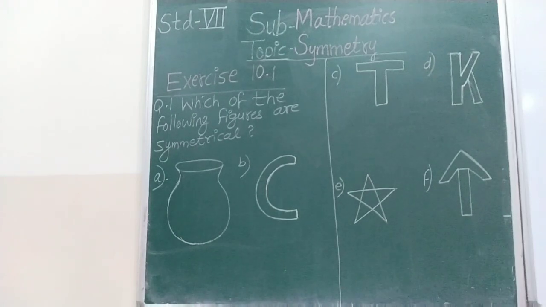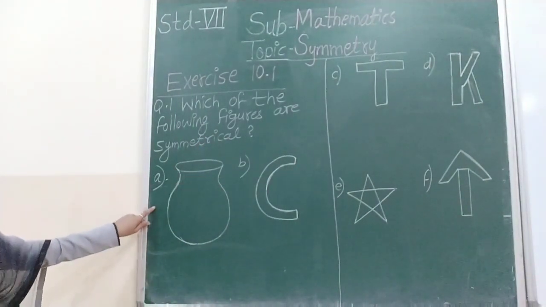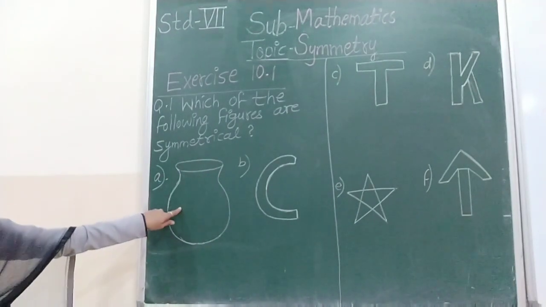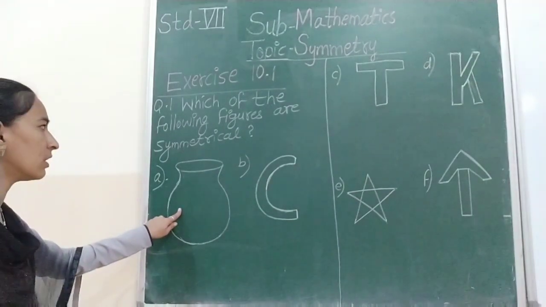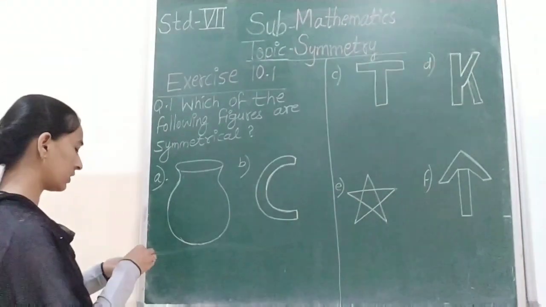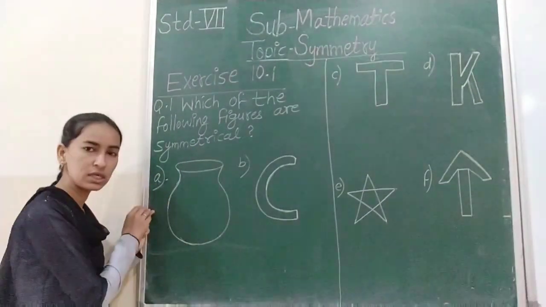Now students, you can see on the board, this is exercise 10.1 from the chapter Symmetry. The first question is, which of the following figures are symmetrical? Okay students, I have drawn some figures here. We have to check which of these are symmetrical. In the video, we learned what symmetrical figures are. If I fold from any side, it should cover the other half.